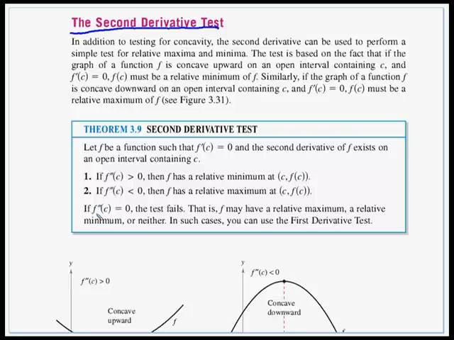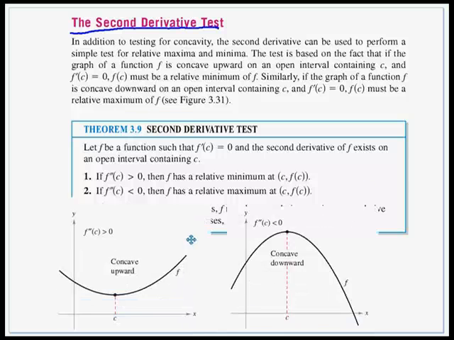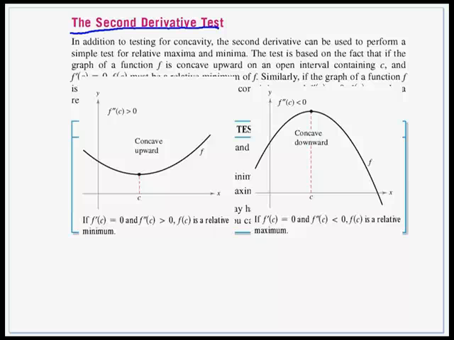If we have the case where the second derivative at point c is equal to 0, the test has failed. And that means we may have a relative min or relative max or neither. In such cases, we have to fall back and try the first derivative test. And sometimes I think this is a little easier to see graphically. So I bring this up here.